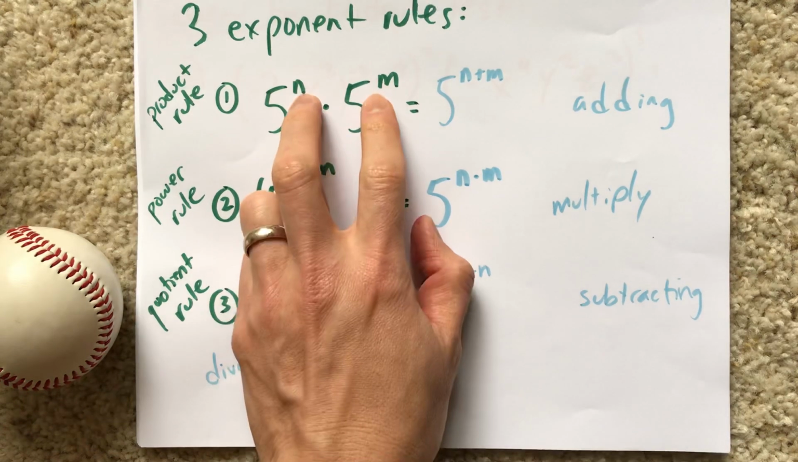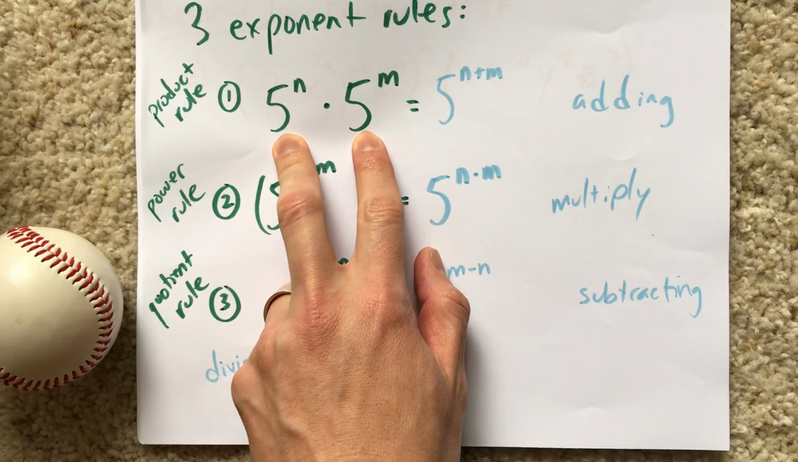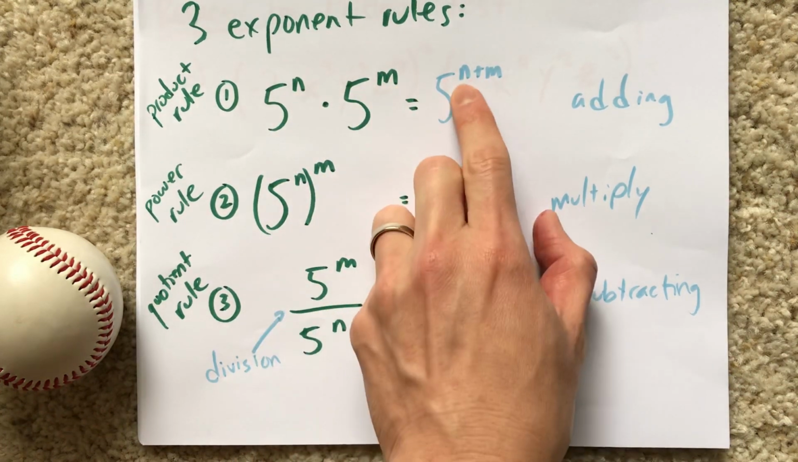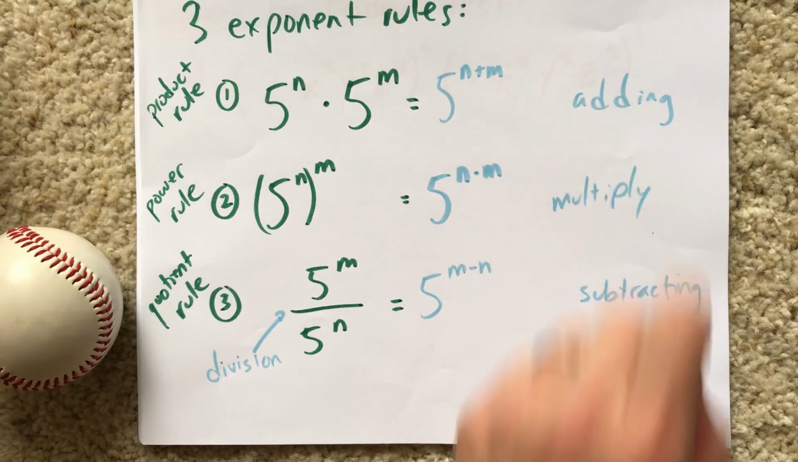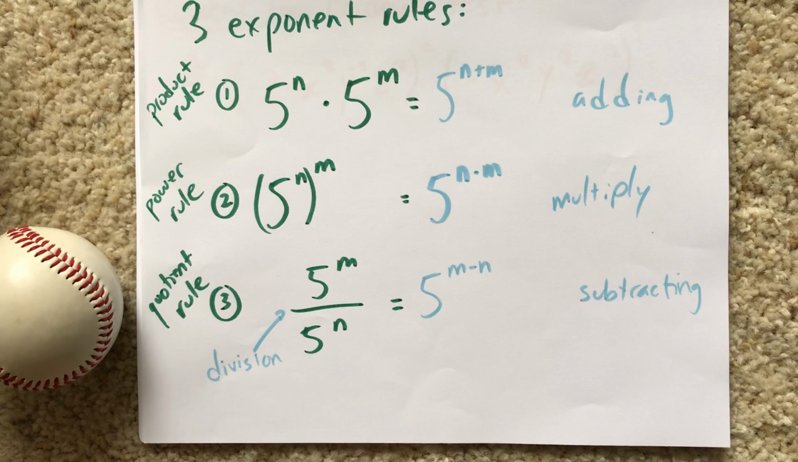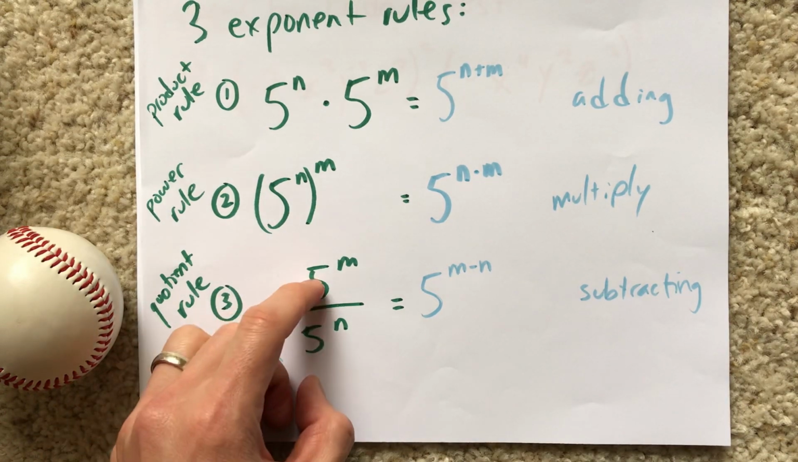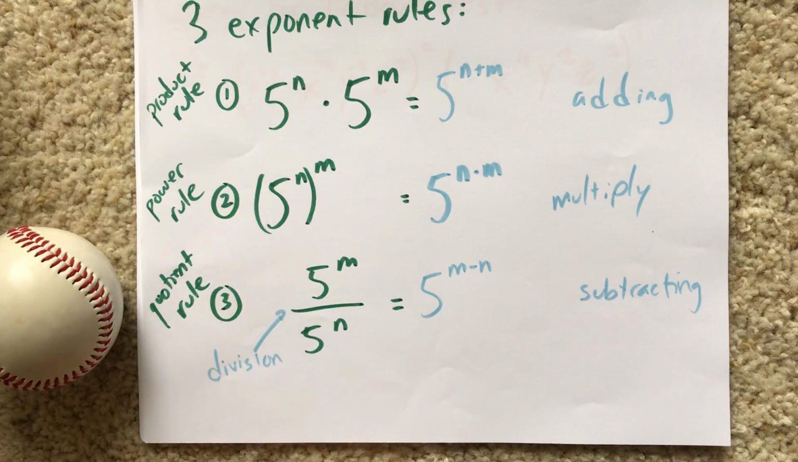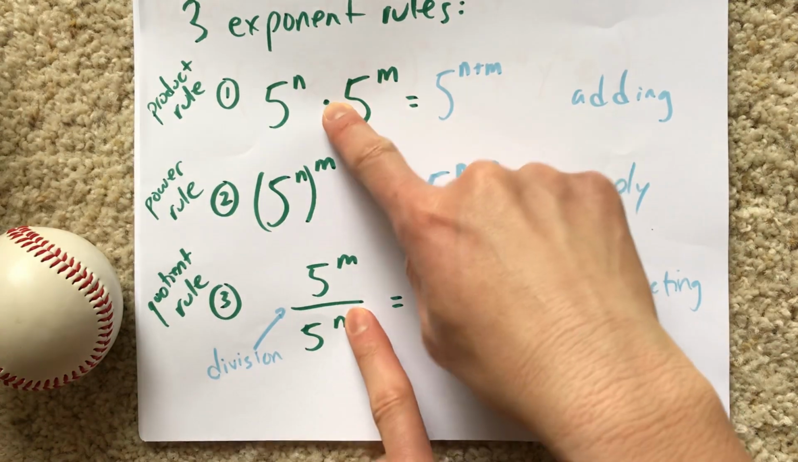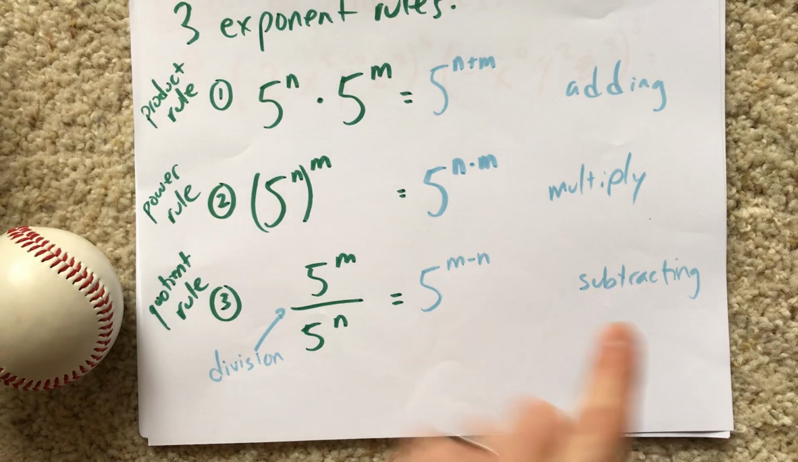Okay, so product rule, remember, when you have the same bases, 5 and 5, or any variable, you're going to add the exponents, the n and the m. Okay, you add. Power rule is when you have an exponent outside of an exponent, you're going to multiply. Quotient rule, right? So think of this. If this is multiplication and this is division, remember multiplication is going to be adding, division must be subtracting.